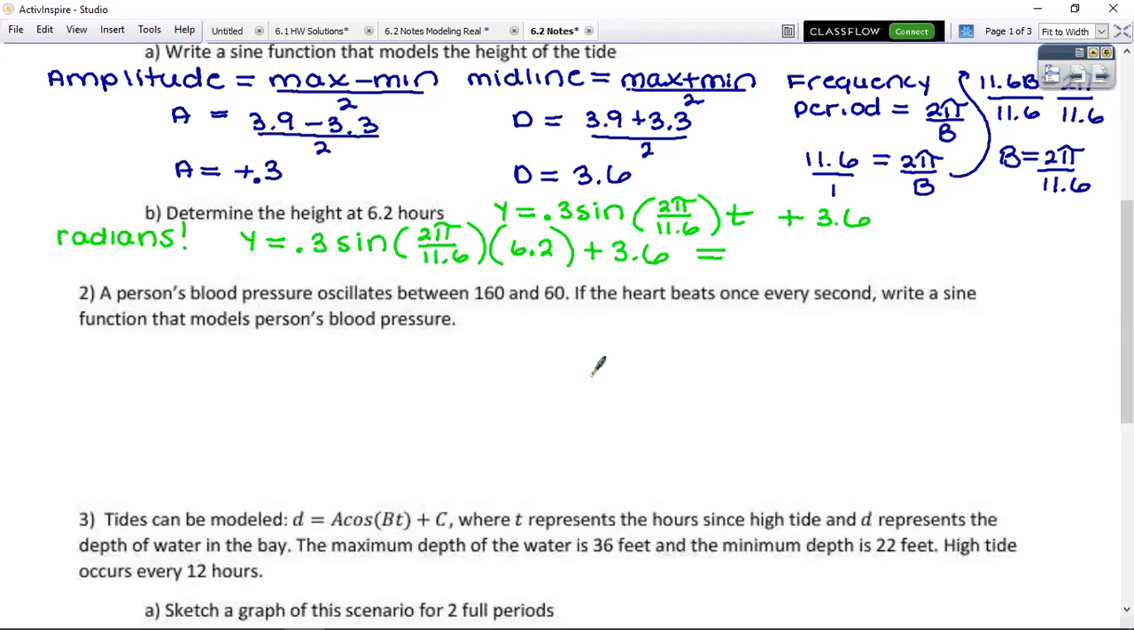All right, 3.5. Again, let me just make sure you've got parentheses around this whole entire product. Okay. So take your time with that calculation.